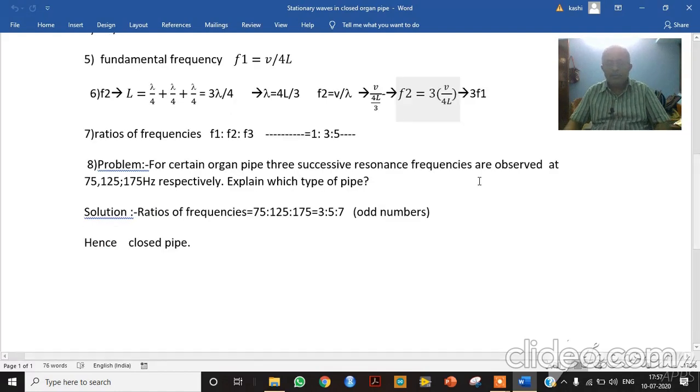Students, listen to me. To find which type of pipe, you have to find the ratios of frequencies. In this, frequencies are given as 75, 125, 175. So the ratio of frequencies is 75 is to 125 is to 175. 25 threes are 75, 25 fives are 125, 25 sevens are 175. Then you are getting 3 is to 5 is to 7, odd numbers. So it is a closed organ pipe because we got the ratios in odd numbers. So it is a closed organ pipe.